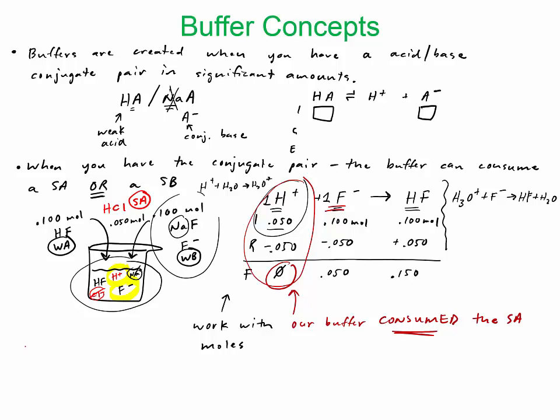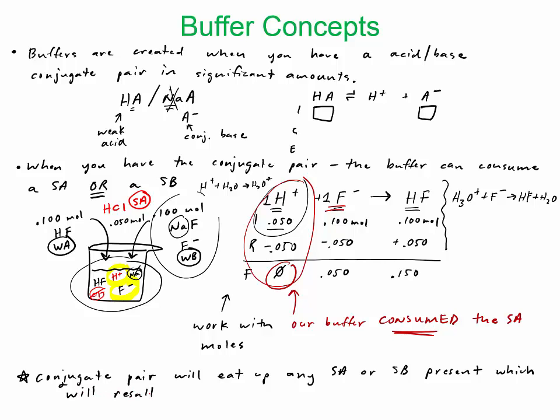So let's actually end our tutorial here, and we'll just leave one final note about buffers: the conjugate pair will eat up any strong acid or strong base present, which will ultimately result in not much of a pH change.